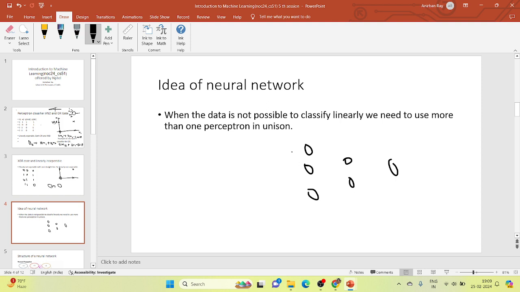Suppose this is the input layer, like 1 and x1 and x2.